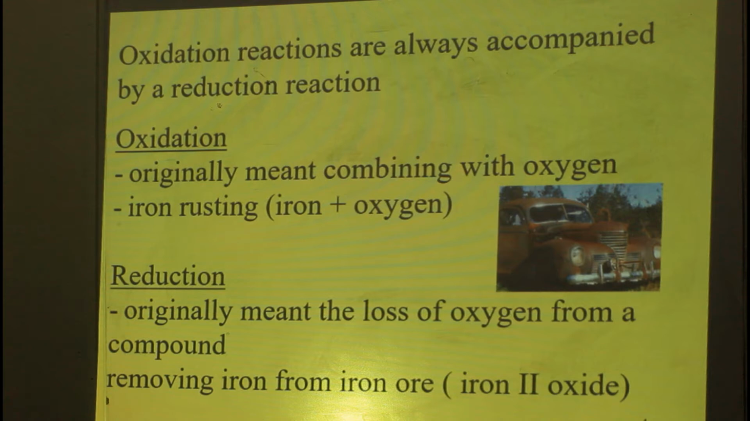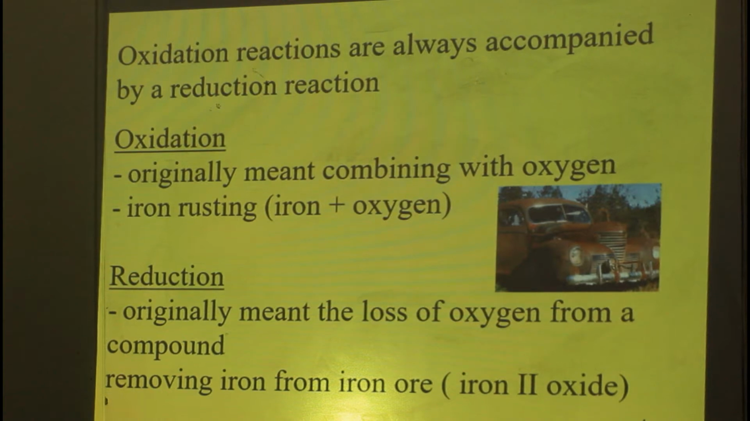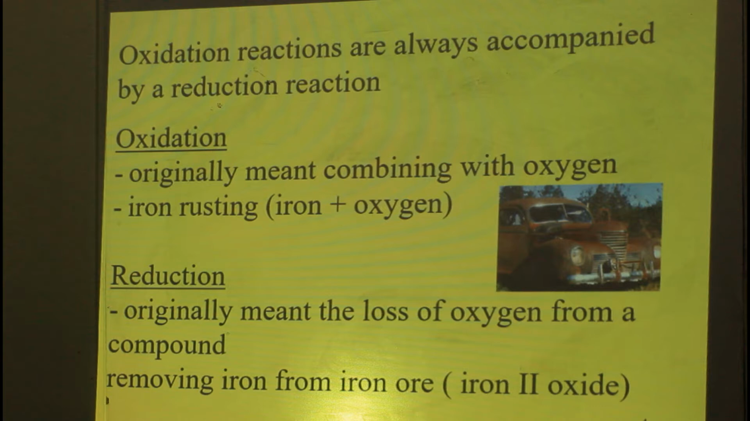You see, oxidation originally meant combining with oxygen, like iron rusting, that is iron plus oxygen. Reduction originally meant the loss of oxygen from a compound, that is removing iron from iron ore. In effect, we say that oxidation is addition of oxygen and removal of hydrogen from a substance. And a reduction is addition of hydrogen and removal of oxygen from a substance.